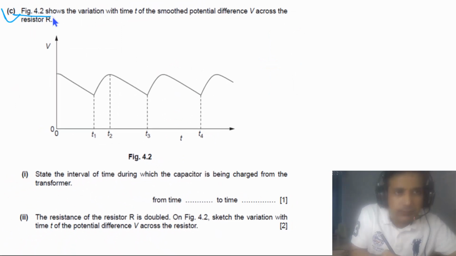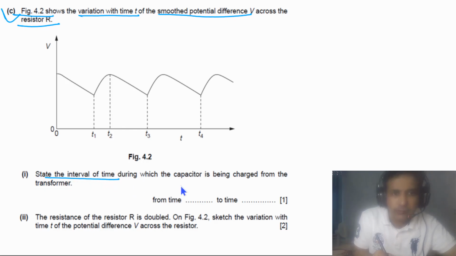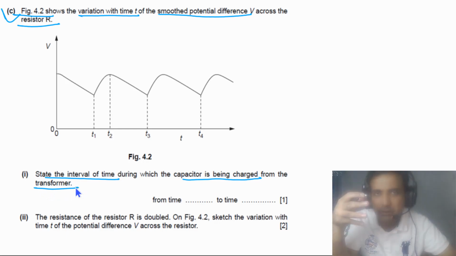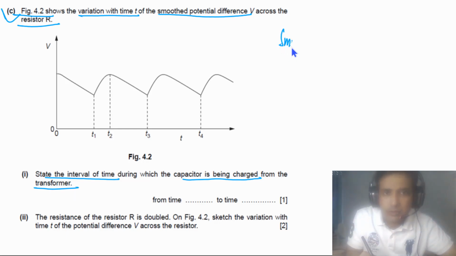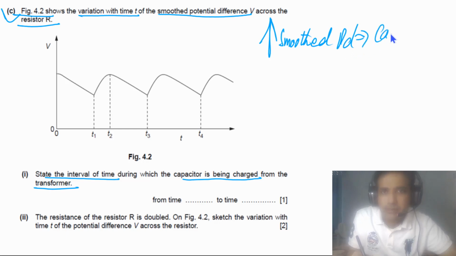Part C says figure 4.2 shows the variation with time t of the smoothed potential difference V across the resistor capital R. For part C1, we need to state the interval of time during which the capacitor is being charged from the transformer. We need to understand that when the capacitor is charging, it means the smoothed potential difference will increase. So we can simply say smoothed PD increases when the capacitor charges. So this is the point you need to understand.